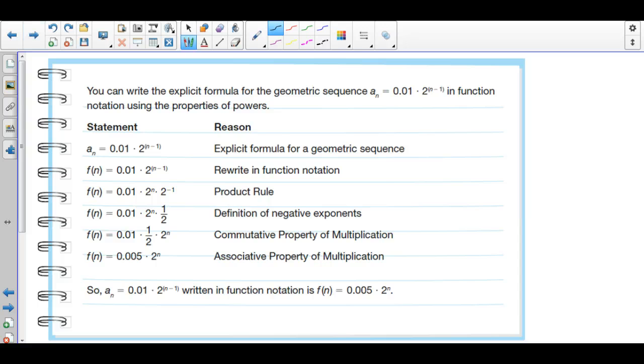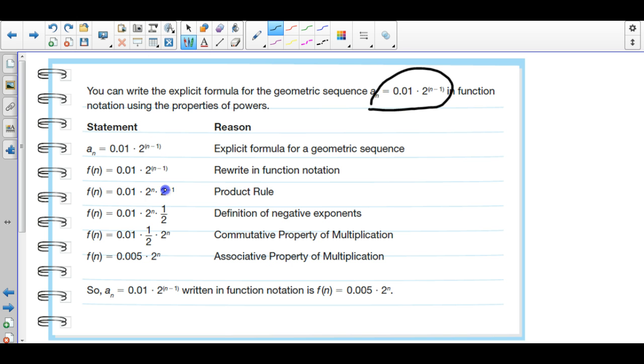So this is like a really important section. It says you can write the explicit formula for the geometric sequence like this, like we had, but we can express it in function notation. So it's going to go through all this work with all these reasons and all that fun algebra. But what you really have to pay attention to is we just want this thing to be written so that we don't have n minus 1. I want to write it so that it's just an n. So we have to find a way to get rid of the minus 1 basically.